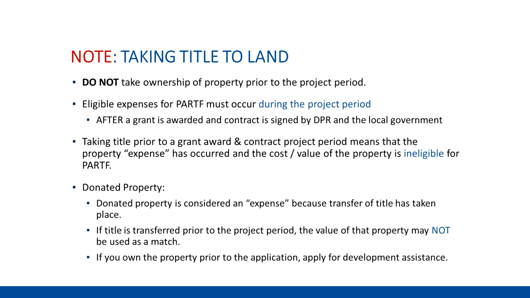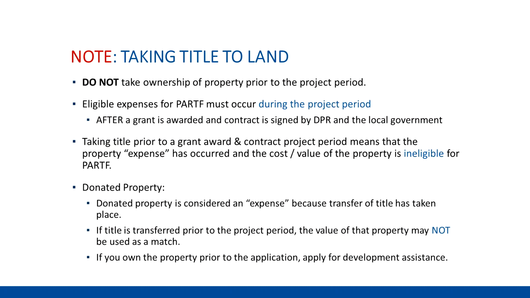So when do you take title to the land? If you're going to do an acquisition project, do not take ownership of the property prior to the project period. The project period is when, after the grant is awarded, a contract is signed and executed by the division and the local government. So that's typically in the fall. So the wait could be a year or 2 years out. So November the following year is the typical start date.